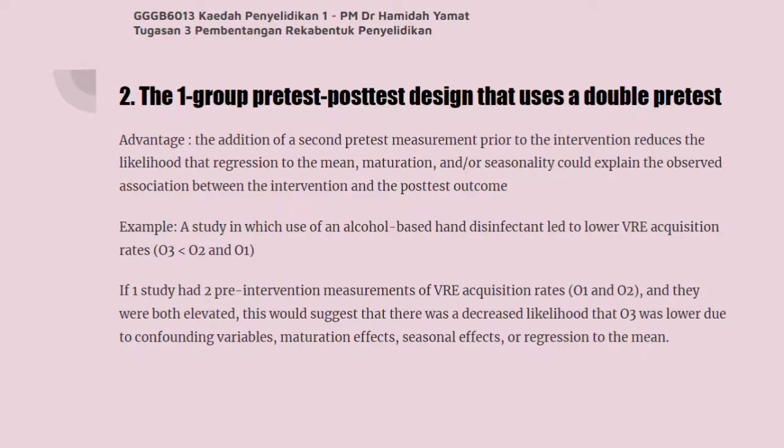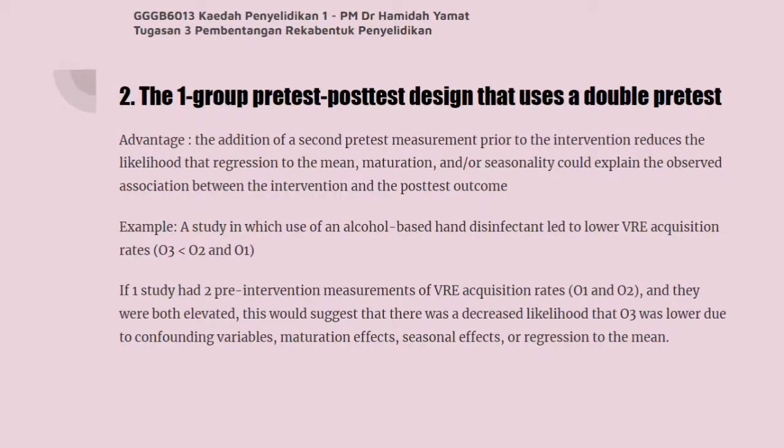The advantage of this is that since there are two pre-tests, it reduces the possibility of regression to the mean, maturation or seasonality that you could see between the intervention and the post-test result. The example of this is a study which used an alcohol-based hand disinfectant that led to lower VRE acquisition rate. Here, O3 is the post-test, O2 and O1 are the pre-tests. The results show that O3 is lesser than O2 and O1.